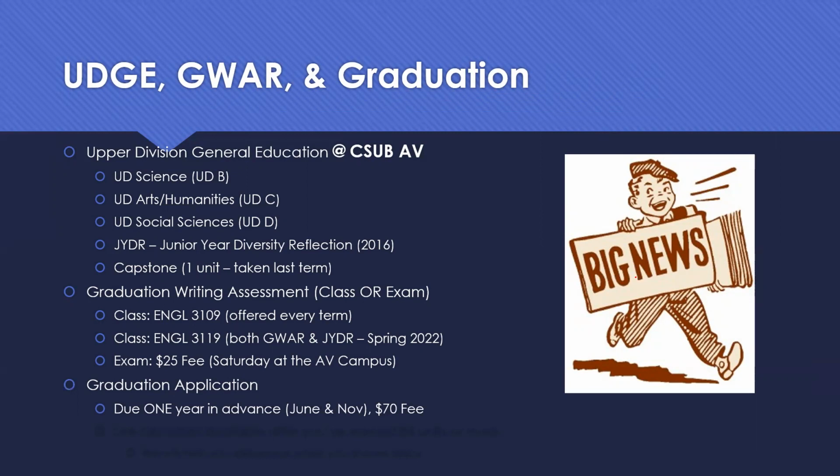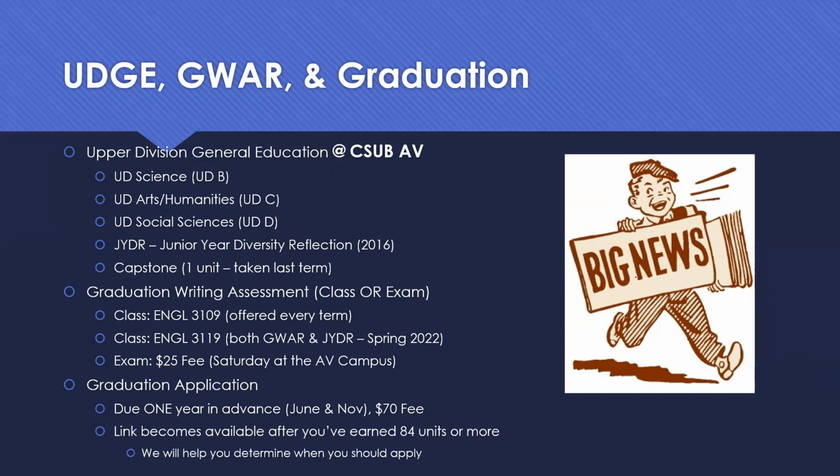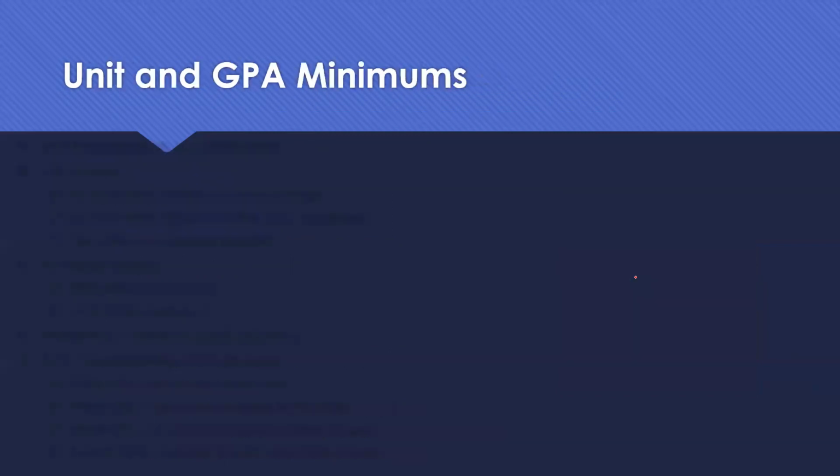The graduation application is always due a year in advance, either by June or November, depending on which term you are graduating. There is a $70 fee associated with applying for graduation, and everyone, as soon as you earn 84 units, you get an email that says you're eligible to apply. You still don't apply for graduation until that year in advance deadline. So in your paperwork, we'll make sure to let you know this is around the time you should be applying for graduation. So don't get too trigger happy when you see that email that says you're eligible to apply. It simply means you've earned 84 units, and they send that email to everyone with that amount of units.